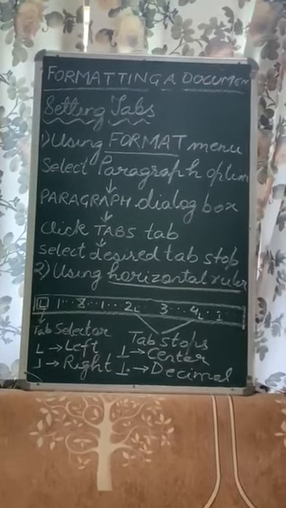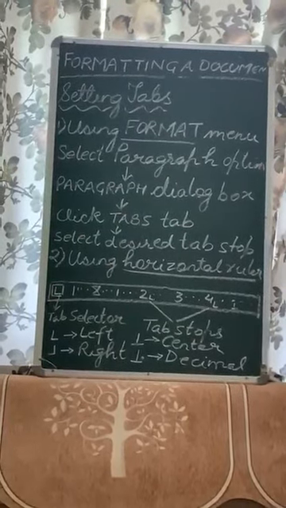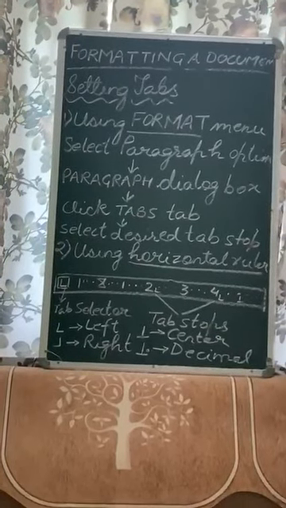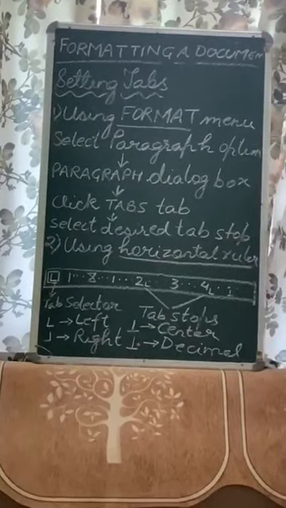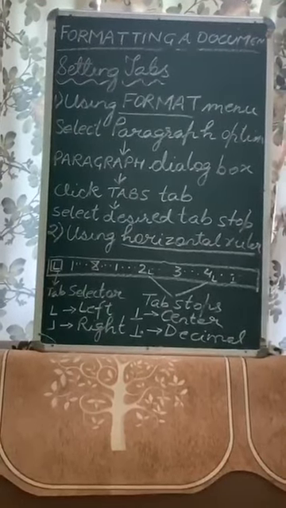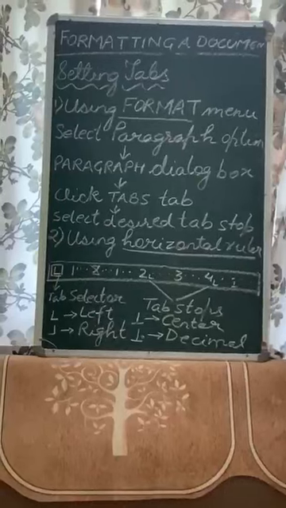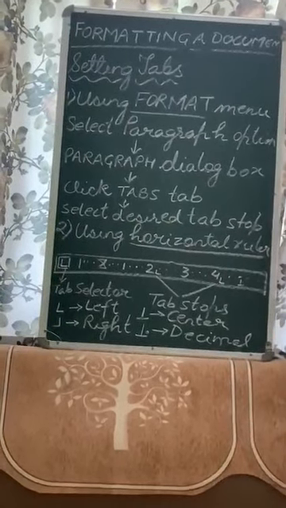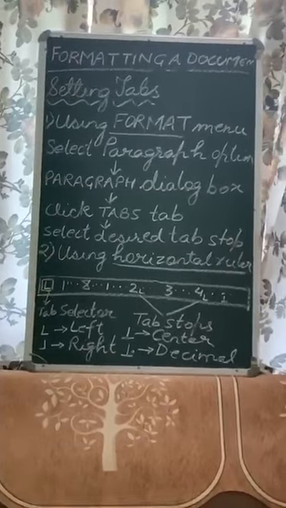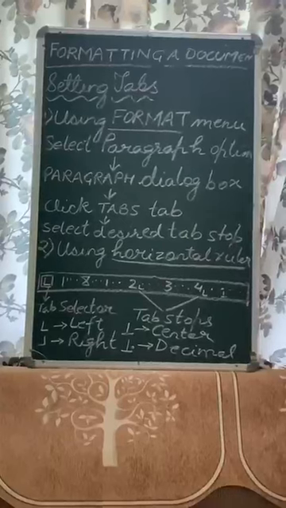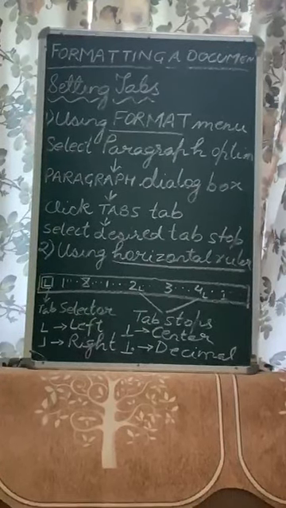These tabs can be set in two ways. But first, I would like to tell you that each time you press the tab key on the keyboard, the cursor will move half an inch to the right. The tab selector button is present on the horizontal ruler. Now in OpenOffice Writer, you can set 4 types of tabs: left, right, centered and decimal.